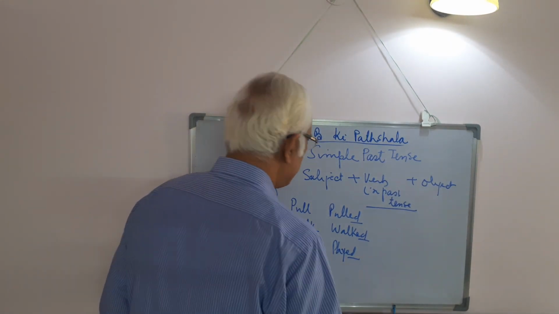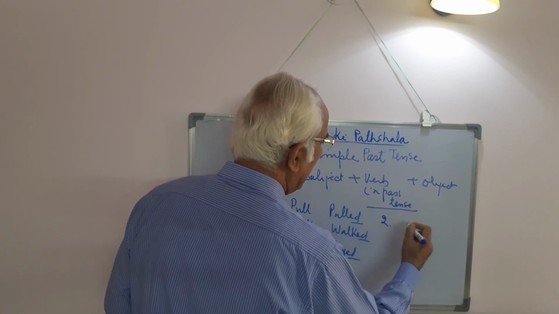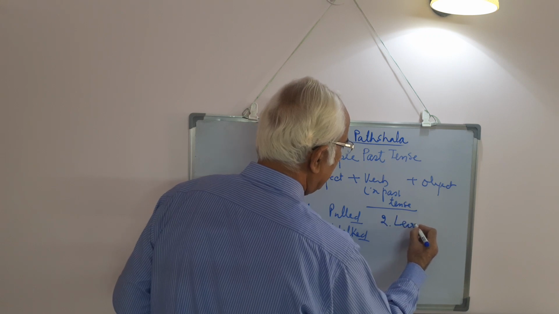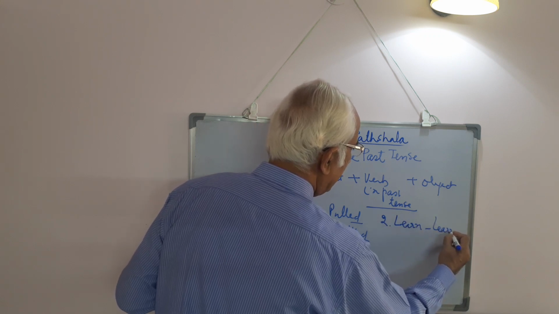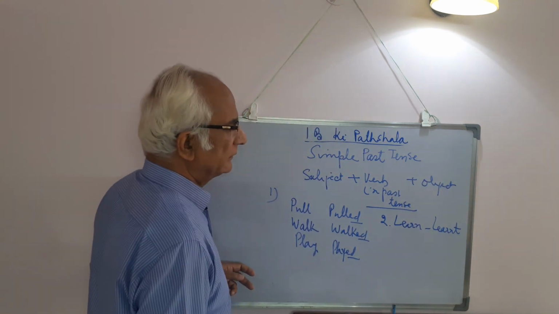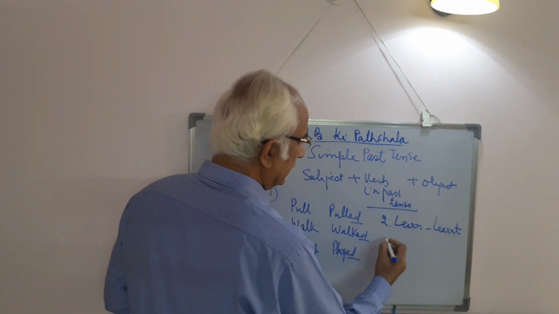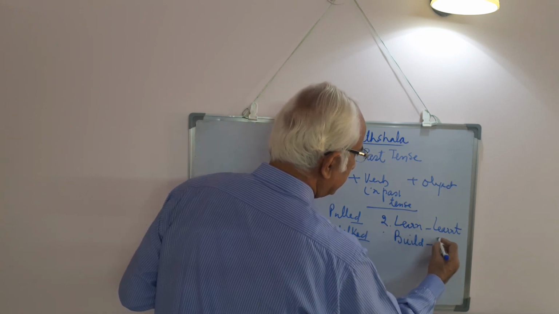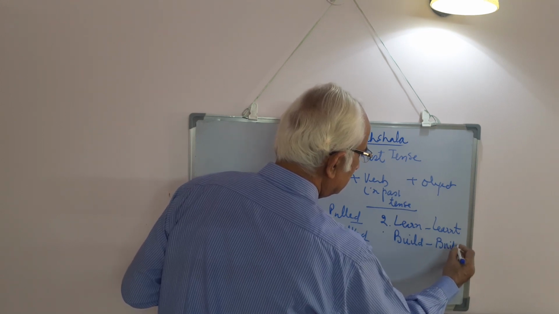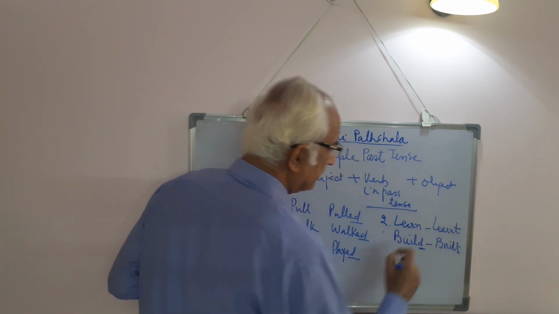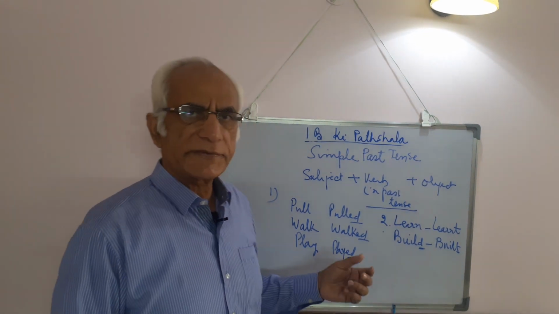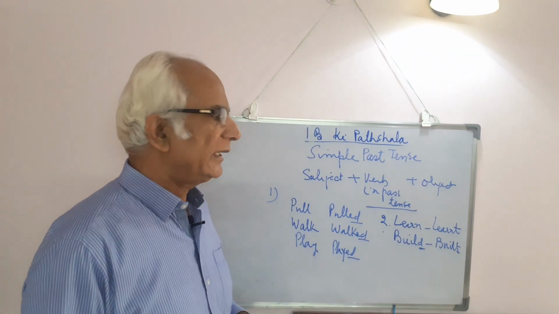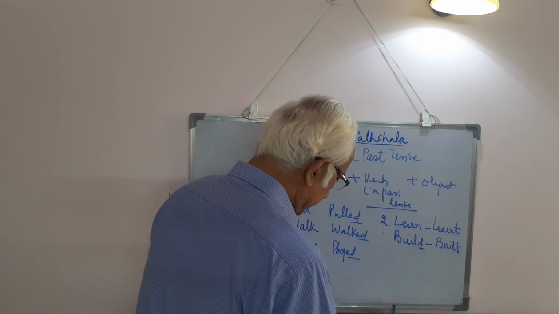Second rule is we add t. For example, learn, L-E-A-R-N, learnt, L-E-A-R-N-T. There is no ed here, it is t. Build. This is the present tense, built. Instead of d, we add t. So that is the second rule. First rule is we add ed. Second rule is in some words we add t or replace d by t.